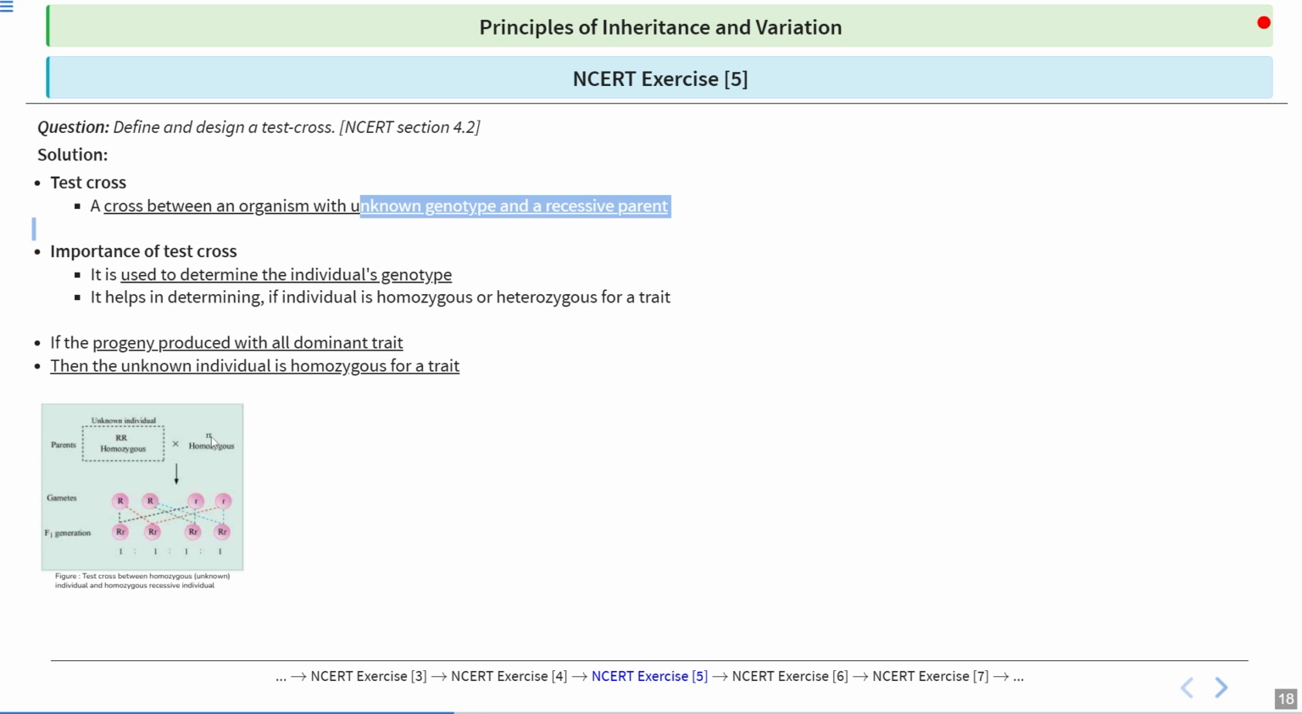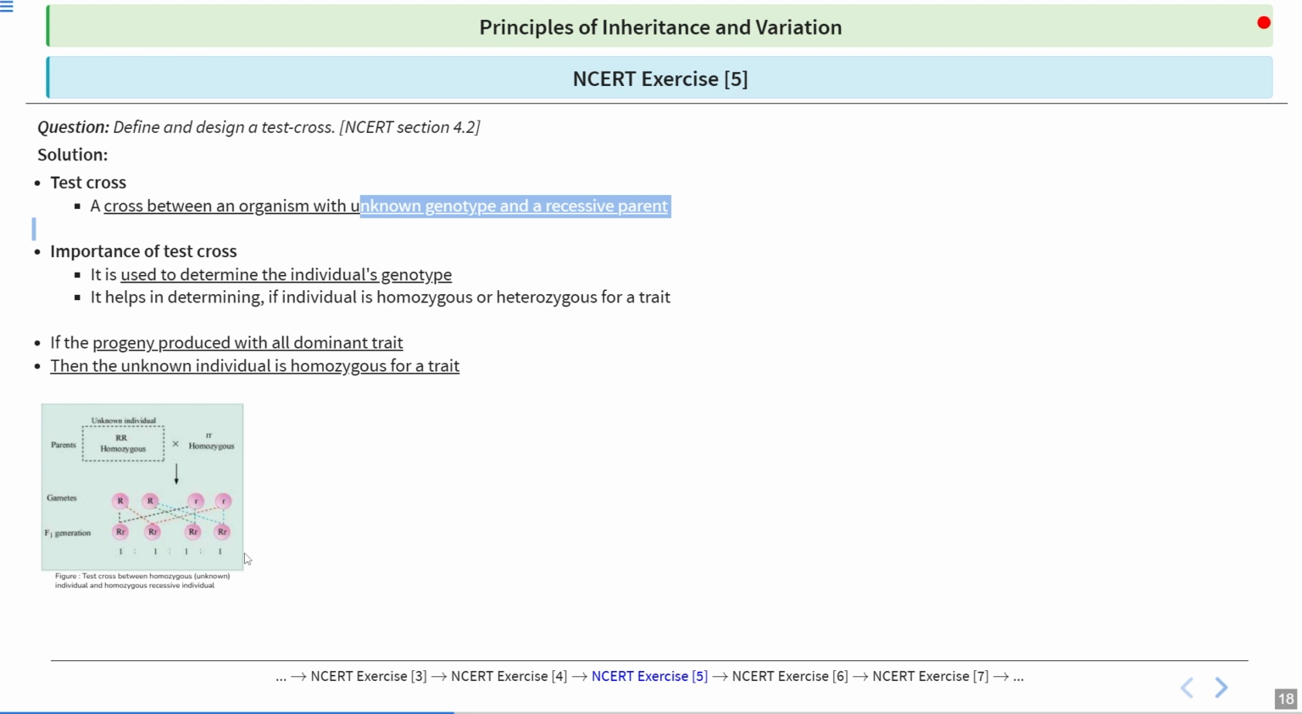This is being crossed with a homozygous recessive parent. Now, the gametes produced by this parent will all carry capital R. Here, the homozygous recessive parent, all the gametes will contain small r. Then you can see only the dominant phenotype is being observed here. All the plants will have capital R and small r. So suppose capital R is for round seed, small r is for wrinkled seed. So all the plants will have round seeds here.